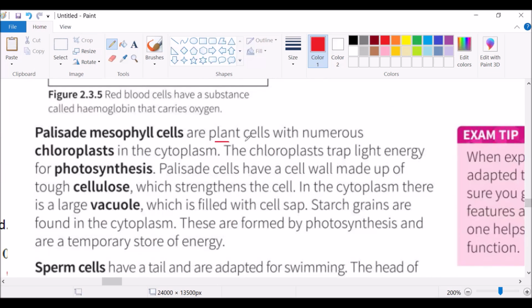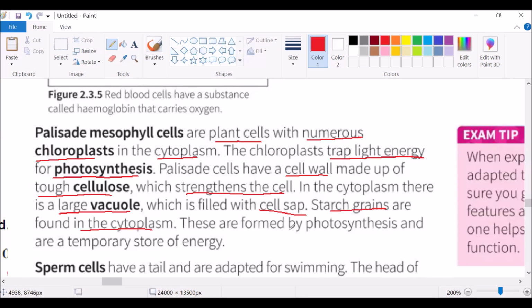These are plant cells with numerous chloroplasts in the cytoplasm. The chloroplasts trap light energy for the process of photosynthesis. Palisade cells have a cell wall made up of tough cellulose, which strengthens the cell. In the cytoplasm, there is a large vacuole which is filled with cell sap. Starch grains are found in the cytoplasm. These are formed by photosynthesis and are a temporary storage of energy.